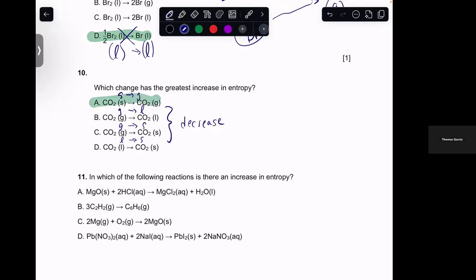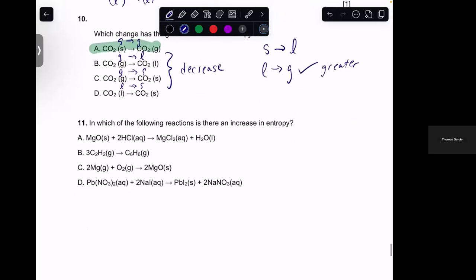One little trick here is that you could also ask for the greatest increase and go from solid to liquid or liquid to gas. And which one is a greater increase in entropy? Well, this is still greater because the particles are physically separating and going everywhere. It also takes a whole bunch more energy to do that.